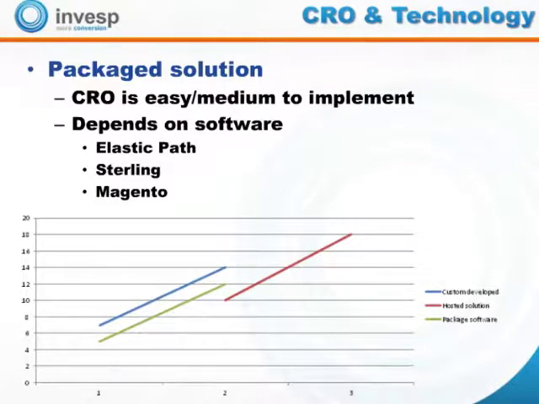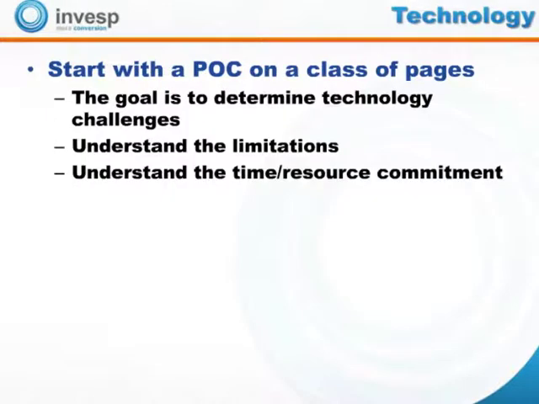So, final thing, and kind of to sum up this section, people tell me, okay, great, so how do I know that conversion optimization would work really well for my specific platform, or it wouldn't? And what we tell people is let's start with a small proof of concept, a POC, to really see how easy it would be to deploy a conversion optimization test on a specific class of pages. What do I mean by a class of pages?